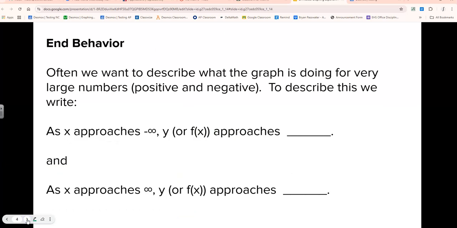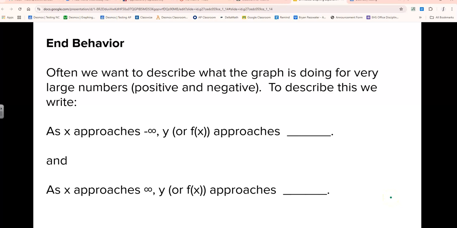One thing we are expected to know here is end behavior of a graph. A lot of times we want to describe what's happening on the very ends of the graph for really big numbers. To talk about end behavior, you're going to use the same pattern each time. As x approaches negative infinity, y or f of x, depending on which one they use for the equation, approaches what? And as x approaches infinity, y or f of x approaches what?